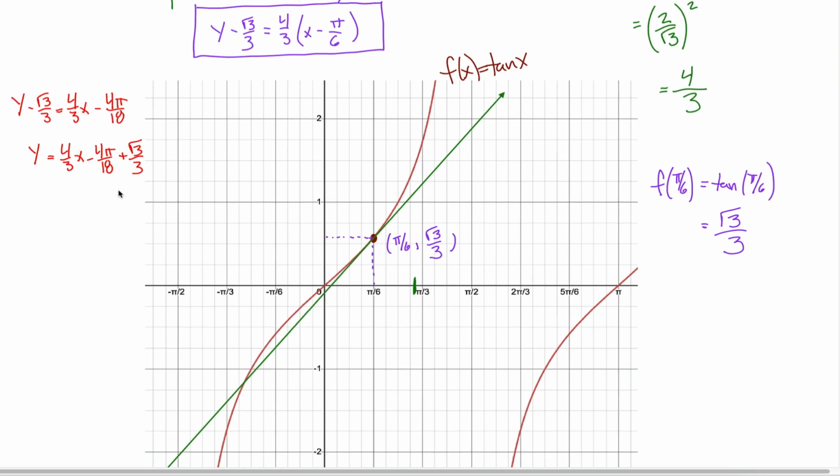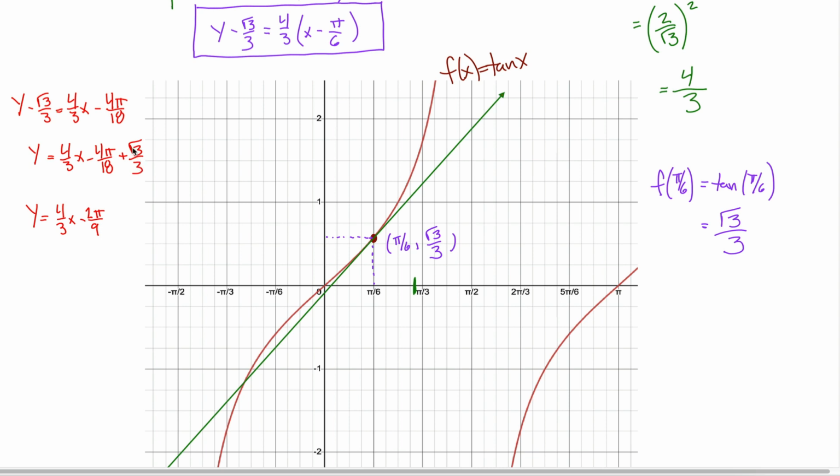If you've gotten this far, I would be thrilled, and I think that this is more than acceptable as your answer. However, as I often like to do, I want to make the comment that this could be simplified a little bit. I could leave the 4/3 x completely alone, and then I could look at this term, 4 pi over 18. That can be rewritten as 2 pi divided by 9 if I want. Cancel out a 2 from the 4 and the 18, and you're like, yeah, I see that.